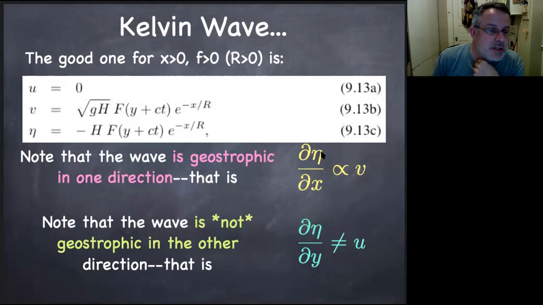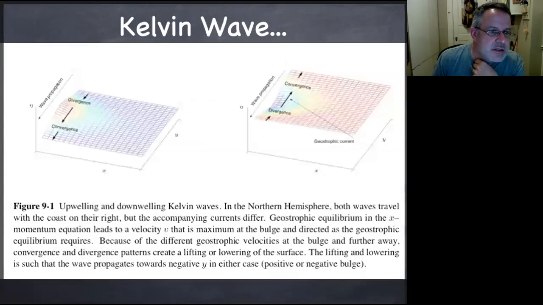So this flow is geostrophic in one direction, d eta/dx. d eta/dx is actually equal to v, cool. But it is not geostrophic in the other direction. It's like a gravity wave in the other direction. So d eta/dy is a gravity wave. d eta/dx is geostrophic balance. So, funny, blended geostrophic gravity wave balance.